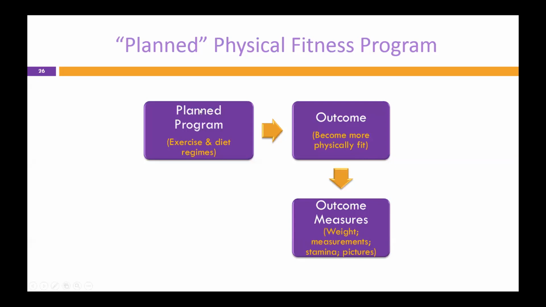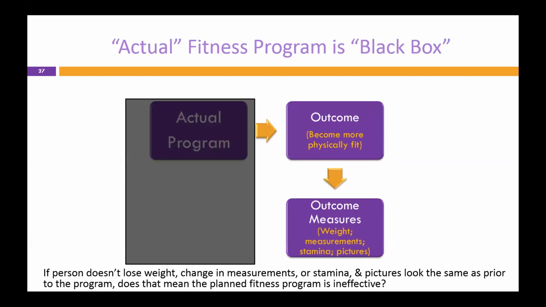And then they tell you, well, here's what the program is. So let's say we had some dietitians and some exercise scientists come together. They work for several years, and they come up with a planned program that should affect becoming more physically fit as operationalized by these four outcomes. They come up with that plan. People go away or they buy this program. And you know what? They can't run any longer on the treadmill, and they don't weigh any less. And their measurements are the same, and their pictures look exactly the same, okay?